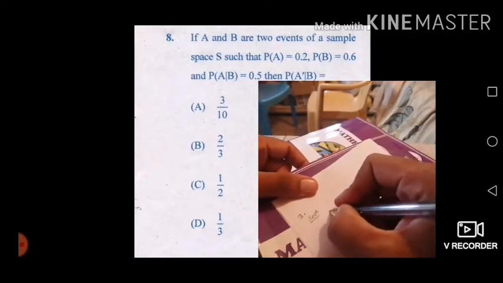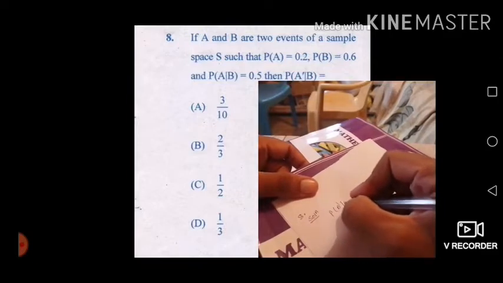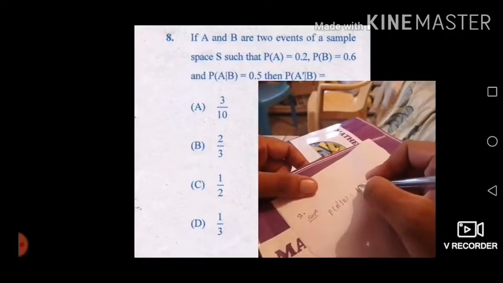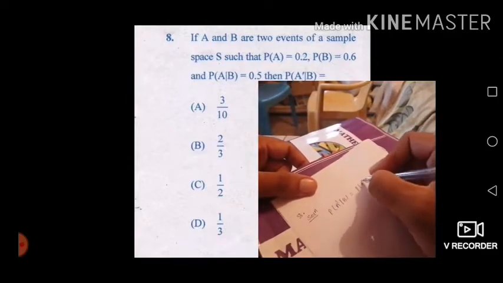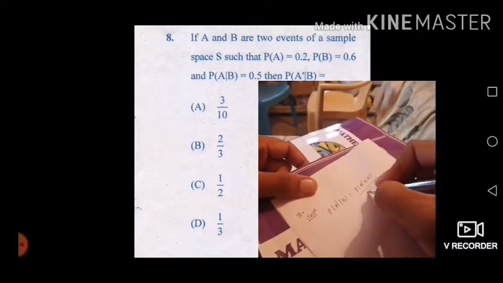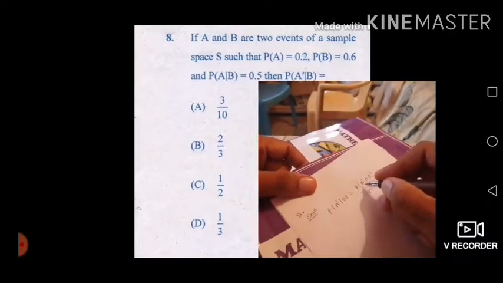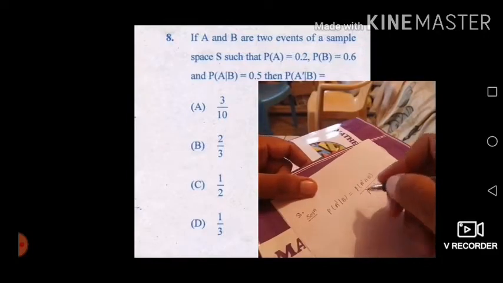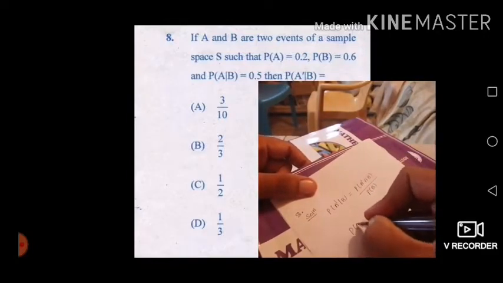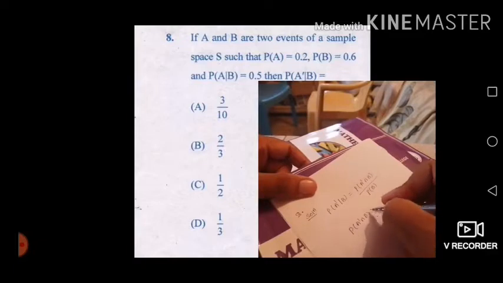We have to find P A dash given B, which is nothing but probability of A dash intersection B divided by probability of B. Now we need the value of probability of A dash intersection B. How to find this? Probability of A dash intersection B is nothing but probability of B minus probability of A intersection B.